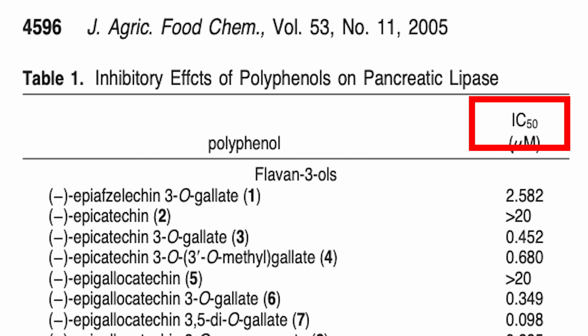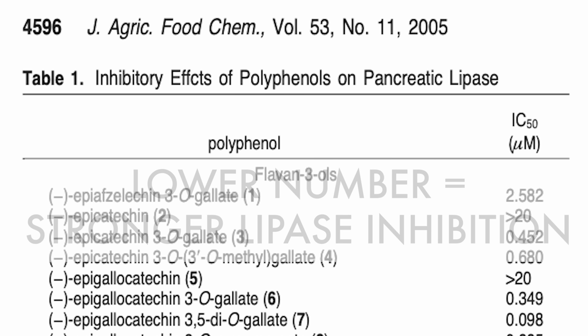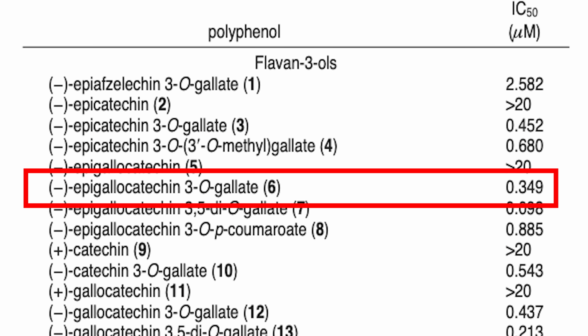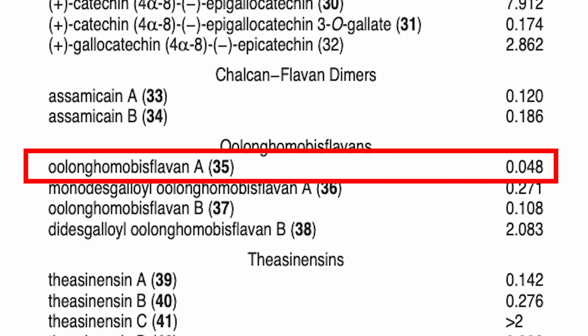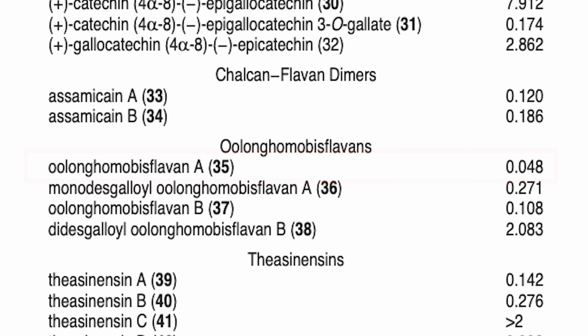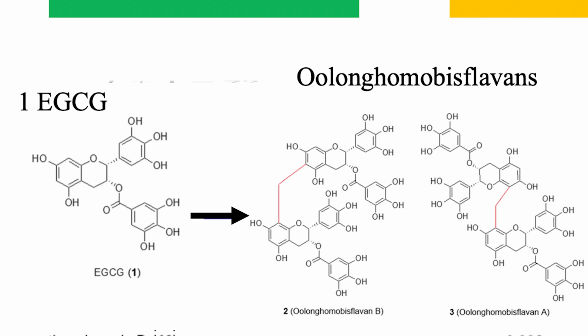IC50 is just the amount of the polyphenol needed to inhibit the lipase enzyme by 50%. So EGCG required a concentration of 0.35 micromolar, while oolonghomobisflavin outperformed every other tea polyphenol tested, requiring just 0.048 micromolar. That's 7x stronger of an inhibitor of lipase than EGCG, which is interesting because oolonghomobisflavin is just two EGCG molecules put together, essentially. So that is what we call synergy. It is an effect greater than the sum of its parts.